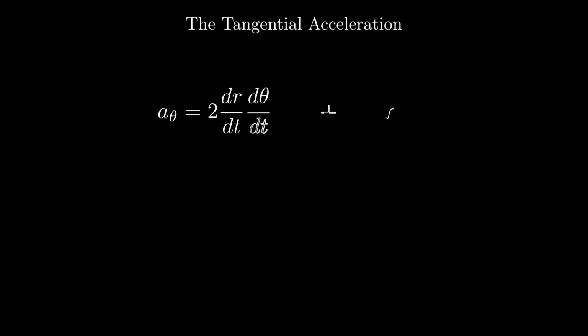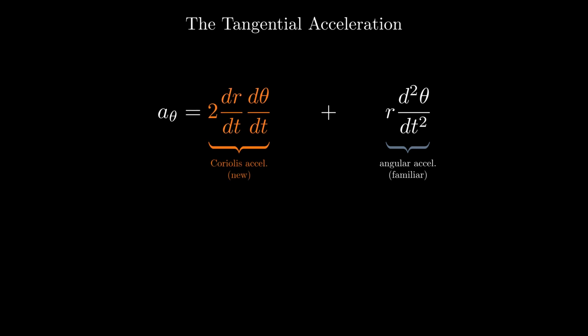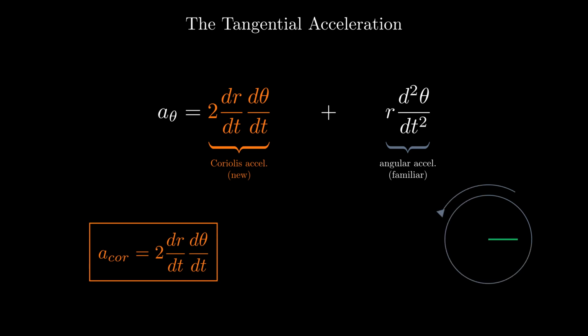Look closely at the tangential acceleration. Its second term, r times d squared theta dt squared, is the familiar angular acceleration piece you already know from circular motion. But the first term is brand new. 2 times dr dt times d theta dt appears only because the radius is changing while the angle sweeps. This cross term has a special name, the Coriolis acceleration. It couples radial motion to angular motion, and it is the reason a particle drifting outward on a spinning system feels a sideways push. Let's put these formulas to work.